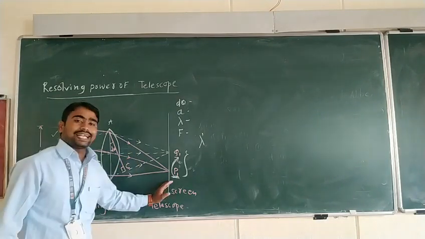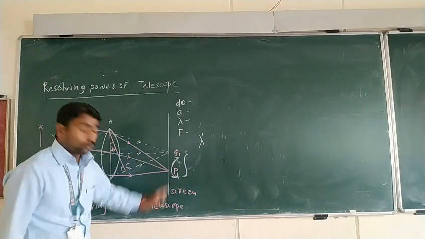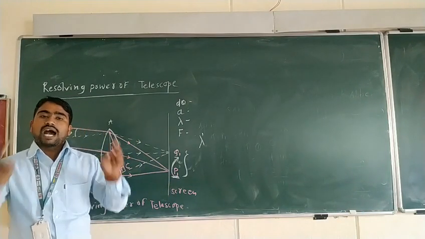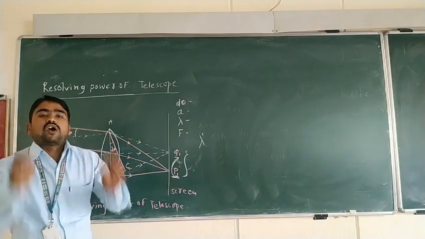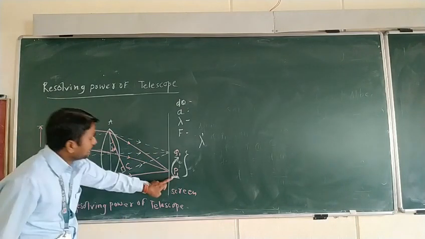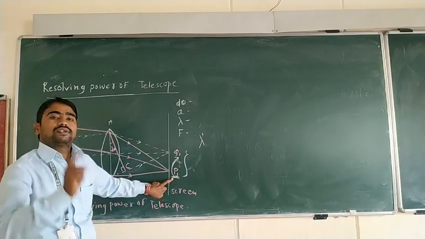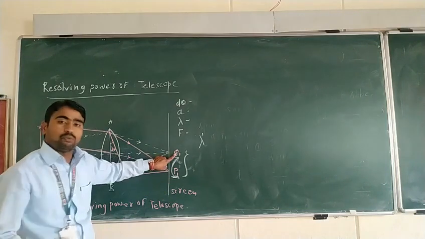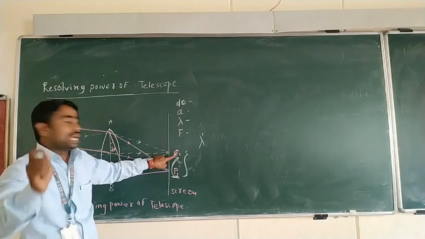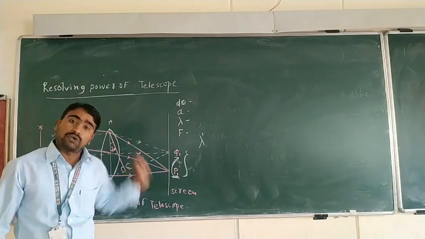According to Rayleigh's criterion, the two images P1 and Q1 are said to be just resolved if the central maximum of P1 coincides with the first secondary minimum of Q1.